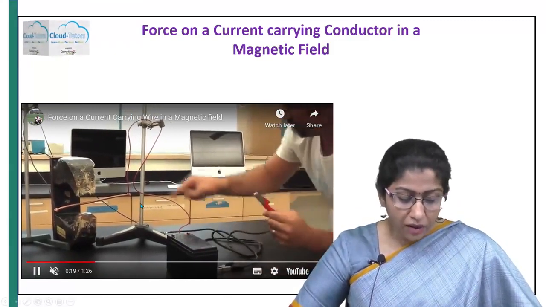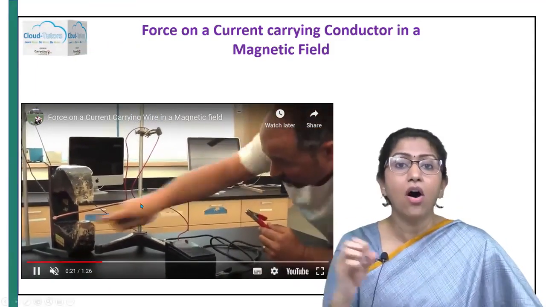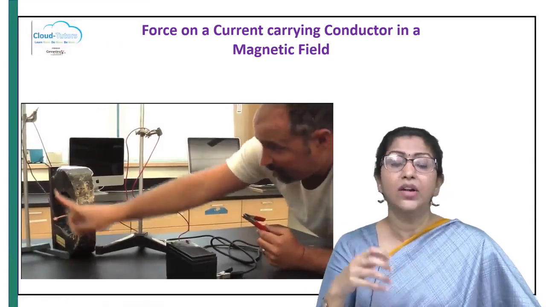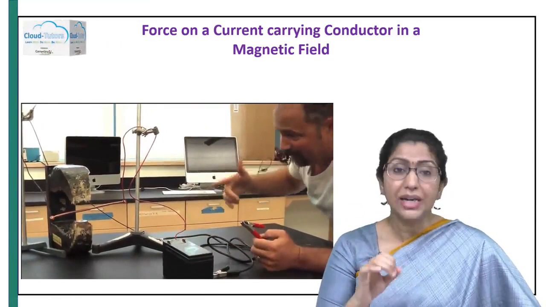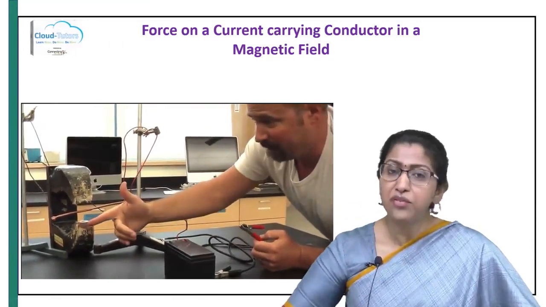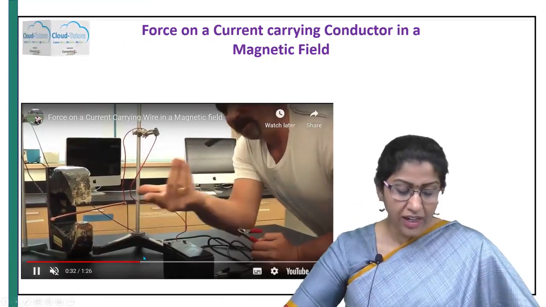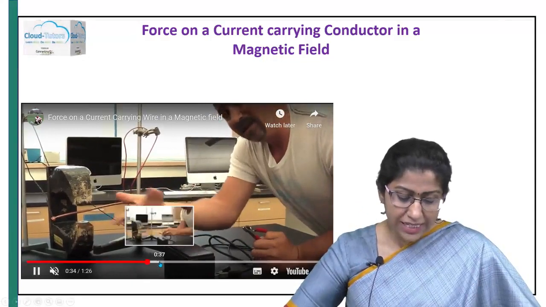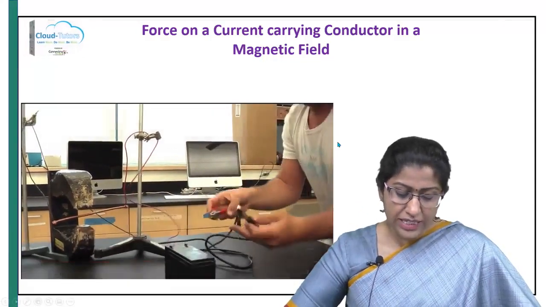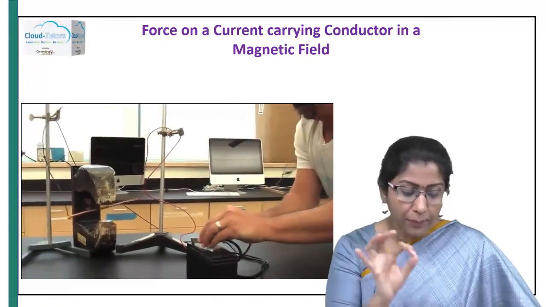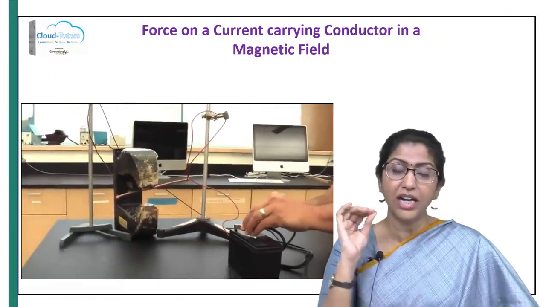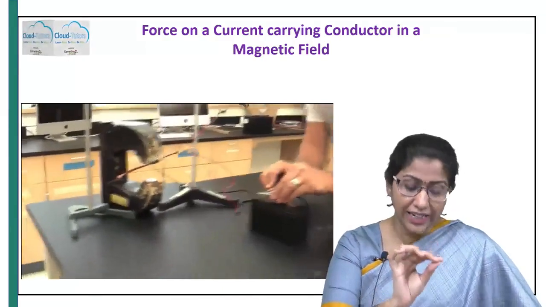So this copper rod basically will be pulled or pushed in depending upon the direction of the current. We will discuss more on the direction of the current, but let's just watch this video for now. All right, so as he makes the connection here, you see that the copper rod is pushed out or pulled in. So you saw that the copper rod is pulled in, correct?